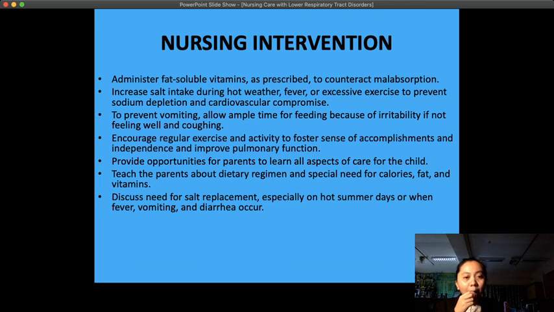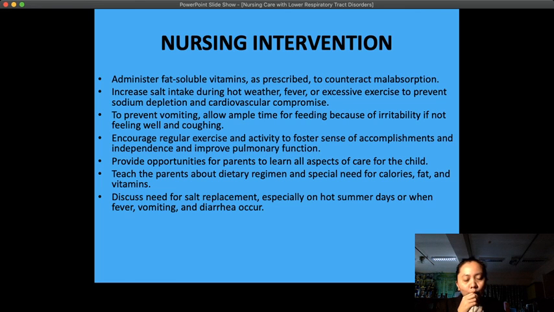So to prevent vomiting, allow ample time for feeding because of irritability if not feeling well and coughing. So ayaw pagdagmit. Okay, feed them. Dapat yung timing, kasi or else magsusuka yan. And then encourage regular exercise and activity to foster sense of accomplishment and independence and improve pulmonary function.